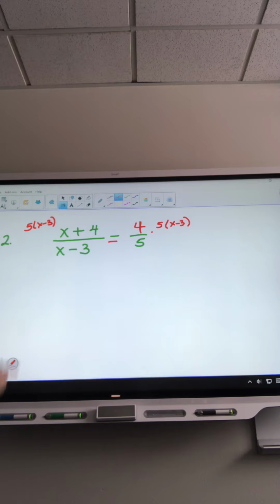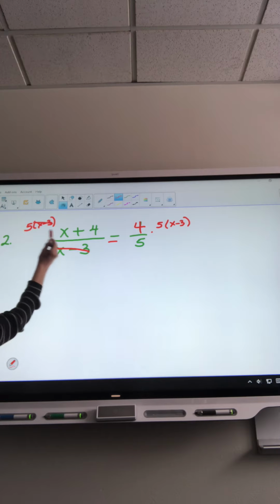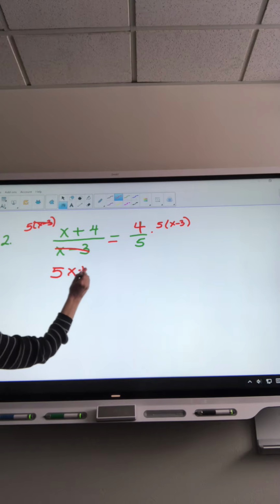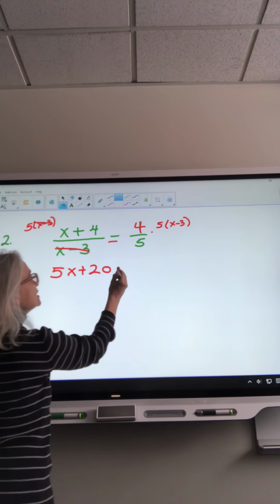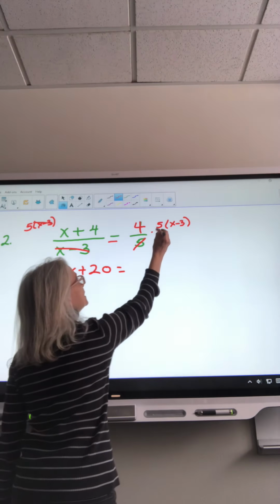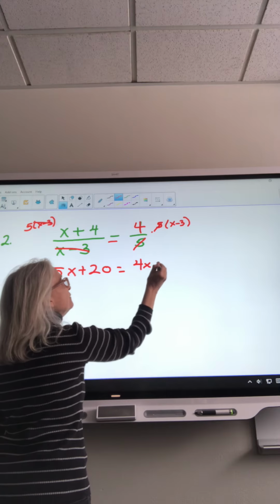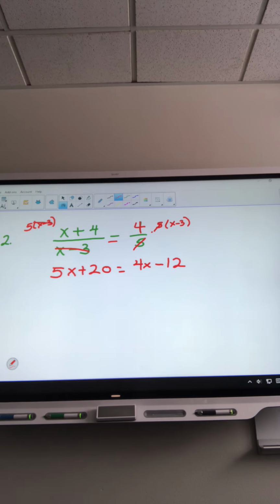Okay, so let's start at the left. The x minus 3 would cancel out, which just leaves us with the 5, so we'll distribute that. To distribute it, we get 5x plus 20. Then on the other side of the equation, the 5 cancels out, so we get 4 times x and 4 times the negative 3, which gives us 4x minus 12.